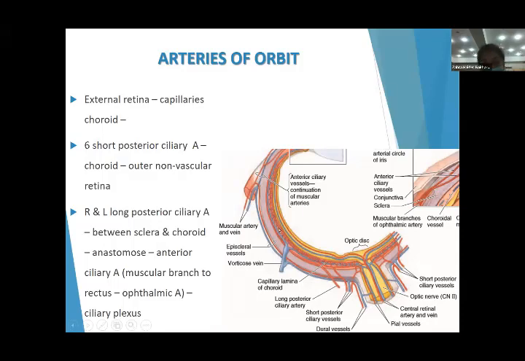Choroidal blood vessels. Okay? Then posterior aspect पे you have about 8 ciliary arteries, posterior ciliary arteries. Okay? Out of these 8, you have 6 short ciliary, short posterior ciliary, and 2 long posterior ciliary.